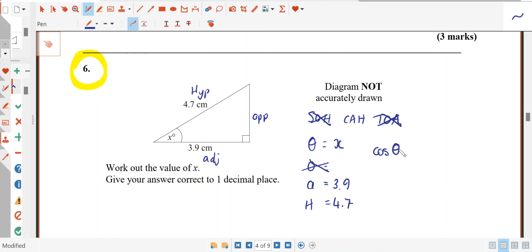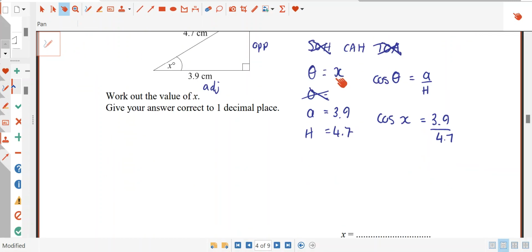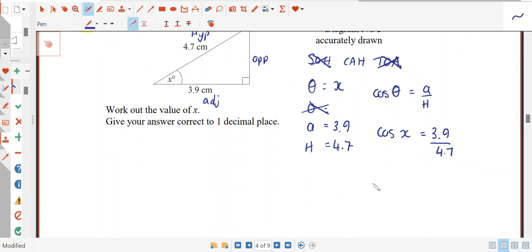So cosine of theta is equal to adjacent over hypotenuse. So it's cosine x equals 3.9 over 4.7. But then you want to do the inverse cosine instead. So x equals the inverse cosine of 3.9 over 4.7.